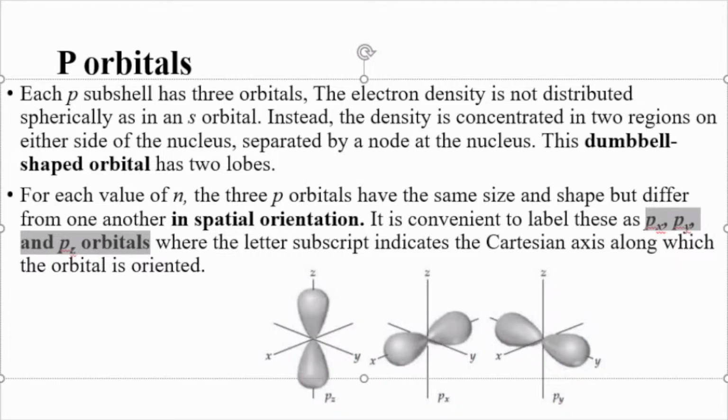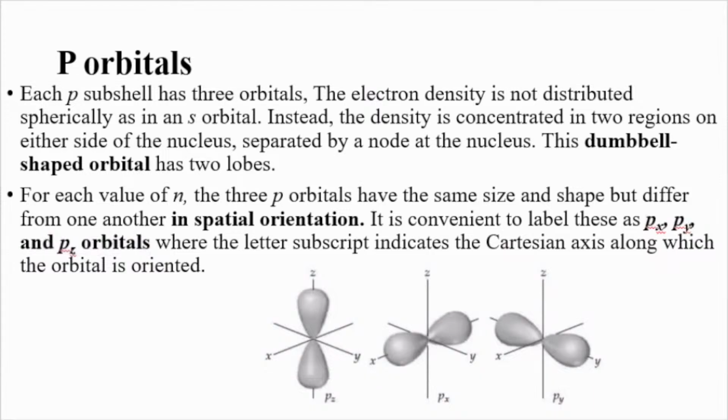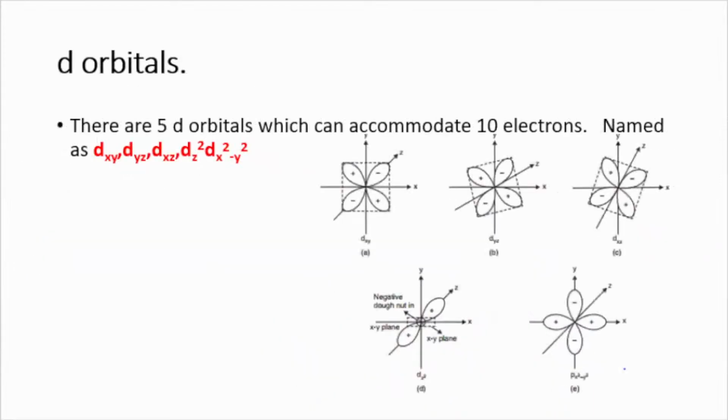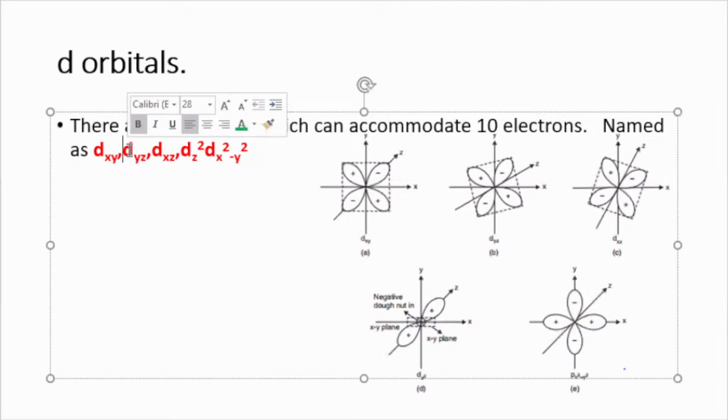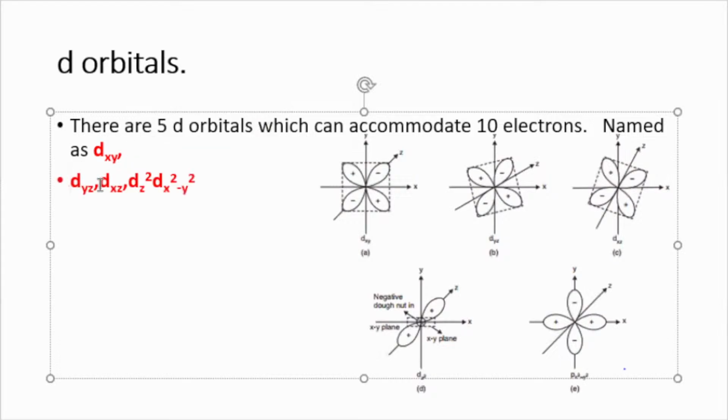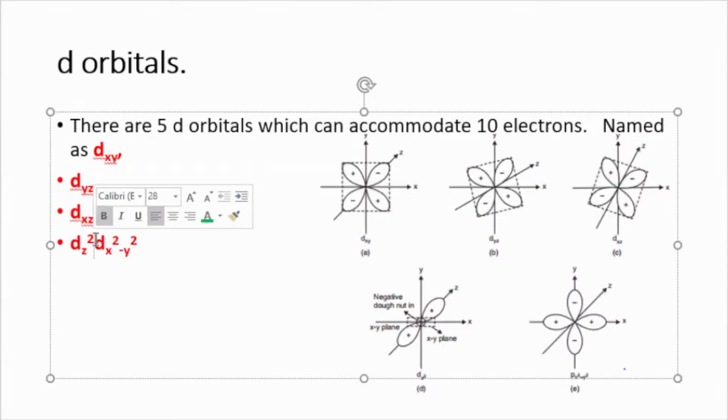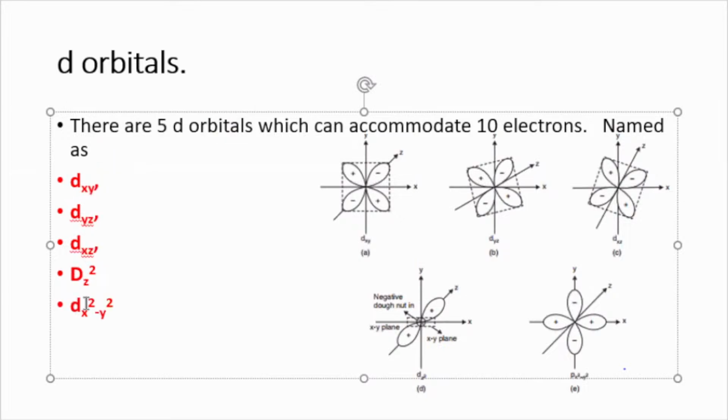Okay, then we'll move on to the next one. D. There are 5 d orbitals which can accommodate 10 electrons. I will talk about those electrons later on. Names: dxy, dyz, dxz, dz squared, dx squared minus dy squared. These are the five: 1, 2, 3, 4, 5.